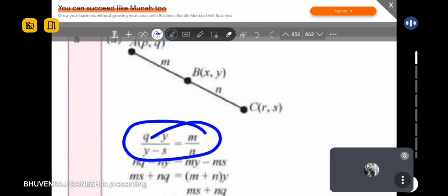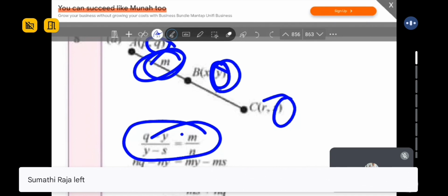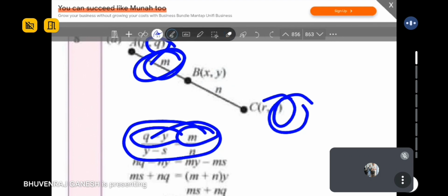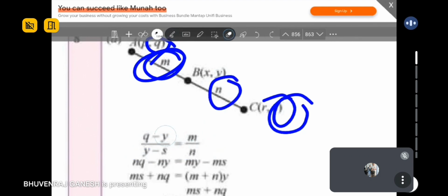Okay guys, so when you compare M and N, the ratio of the lengths, kamu bandingkan nisbah panjang macam mana? Berdasarkan koordinat Y kan? Okay, so you take Q minus Y, koordinat Y, Q minus Y, bahagi Y minus S. Sama dengan M, sebab ke atas dia adalah merujuk jarak M, ke bawah dia merujuk jarak N. Boleh faham tak guys? Senang kan? Very simple, right? To get this equation.